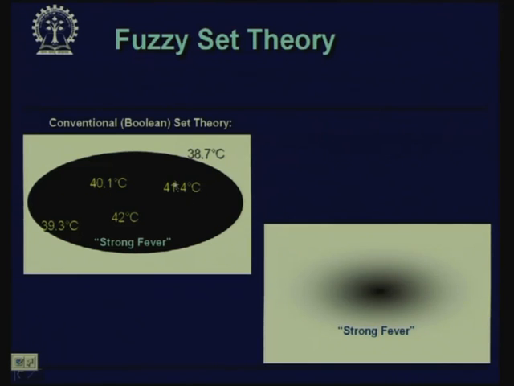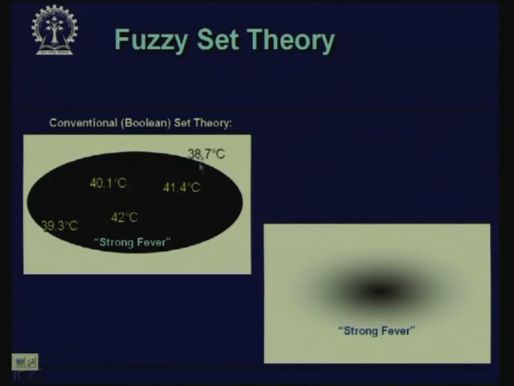So, this is not a strong fever, but the question remains that when I say 39.3 is strong fever, why should I not consider 39.2 to be strong fever as well? And if I consider 39.2 to be strong fever, why should I not consider 39.1 or 39 or 38.9? In that way 38.7 also would be strong fever. Can I make such a crisp boundary? In many cases where we use such terms, it is very difficult to make such a crisp boundary.